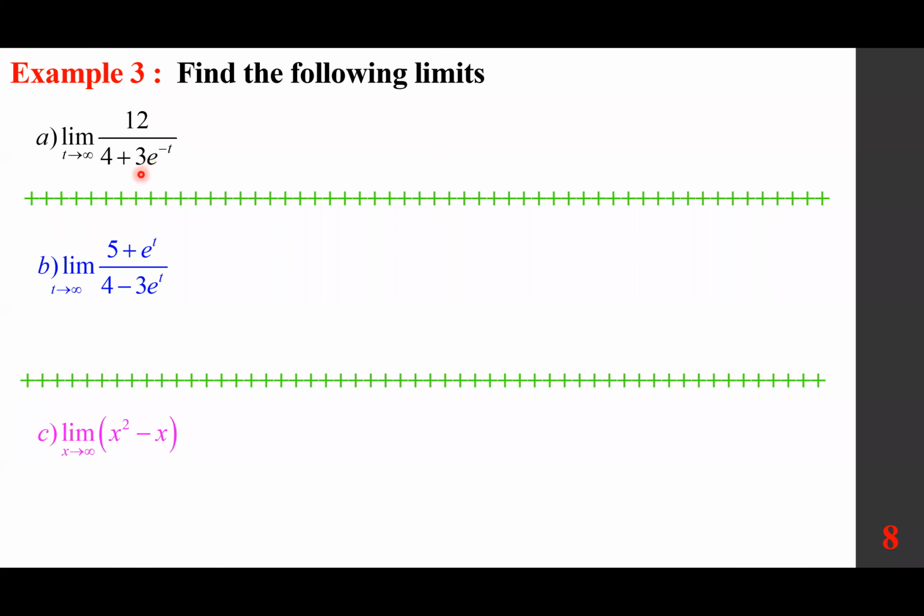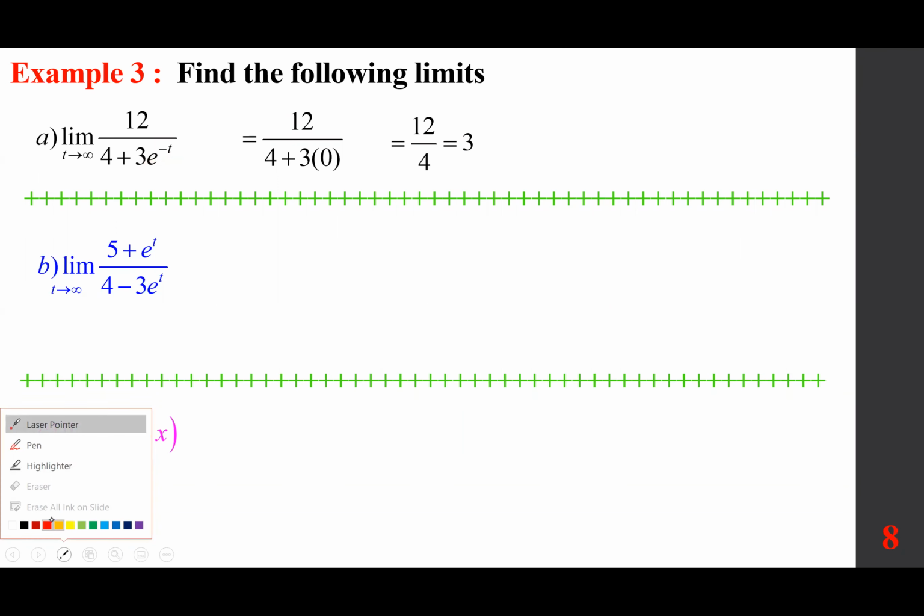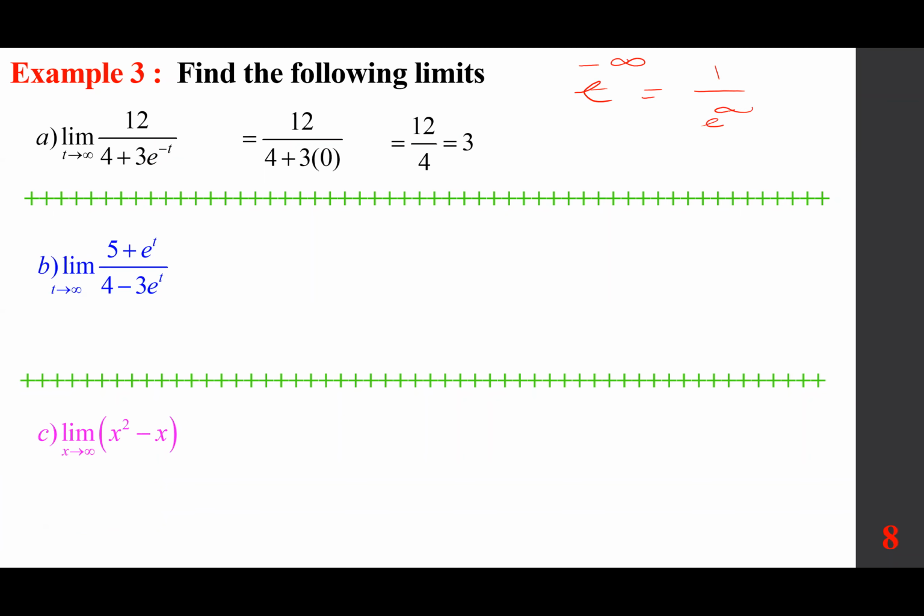I hope you realize when you plug in, you get 12 divided by 4 plus 3 times e to the power of negative infinity, and that is 0. And so 12 over 4 is 3. Again, I want to make sure everybody understands what happens here. Class, e to the power of negative infinity means 1 over e to the power of infinity, which is 0. That's how we get this, okay?